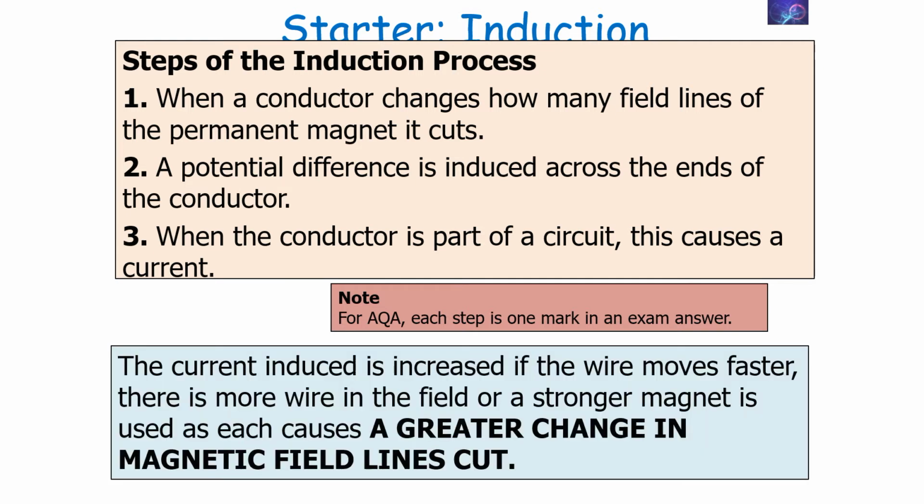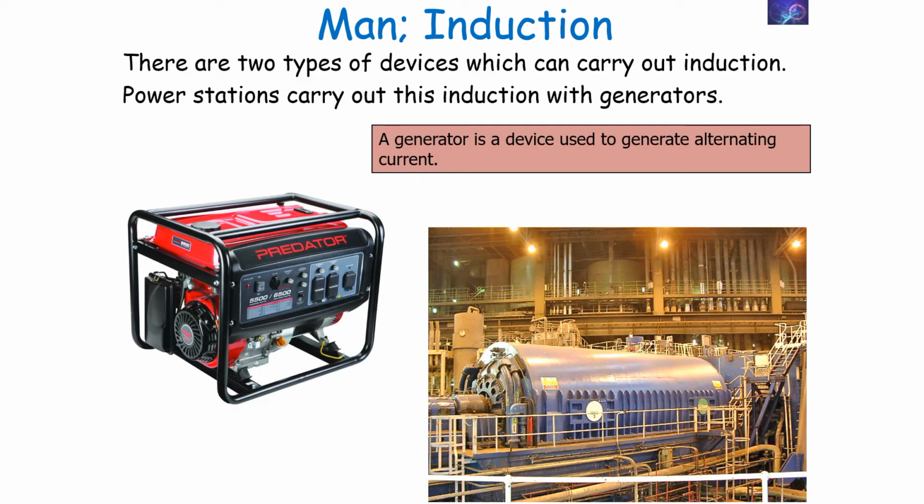Now, please note that the current induced is increased if the wire moves faster, if there's more wire in the field, or there's a stronger magnet being used, as each causes a greater change in the number of field lines cut by the conductor. Now, there are 2 types of devices which can carry out induction. Power stations carry out this induction process with generators. A generator is a device used to generate alternating current.